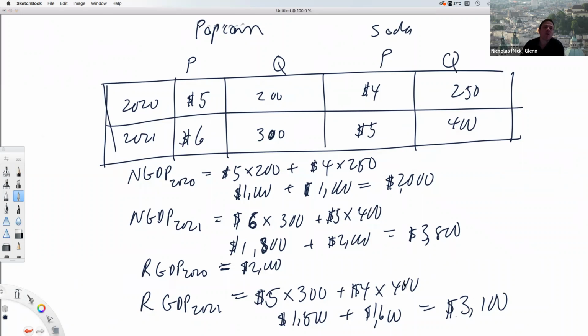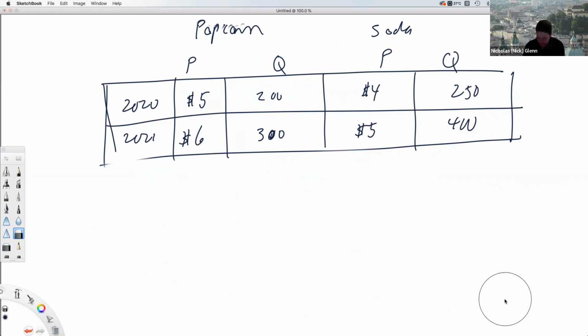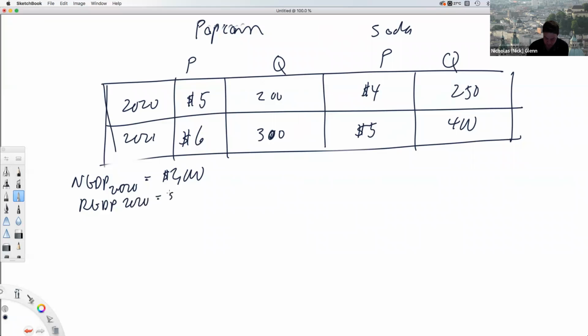All right, so now we have what we need to calculate the GDP deflator. Let me rewrite this somewhere so we can have it. Nominal GDP 2020, 2,000. Real GDP 2020, 2,000. Nominal GDP 2021, 3,800. Real GDP 2021, 3,100.